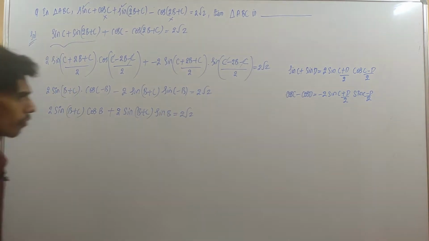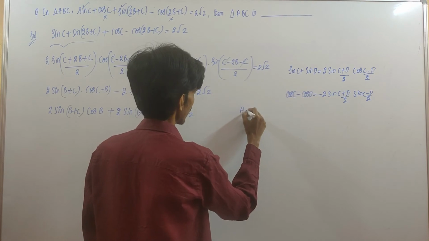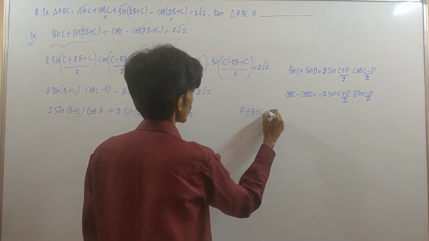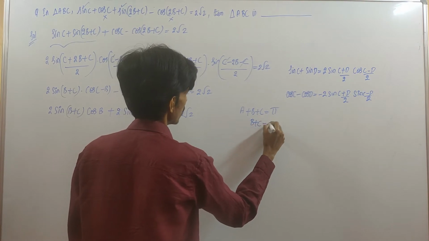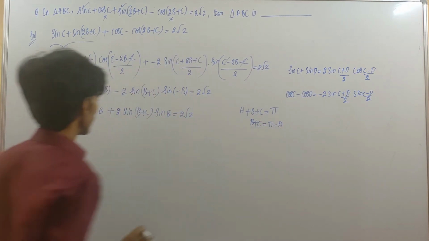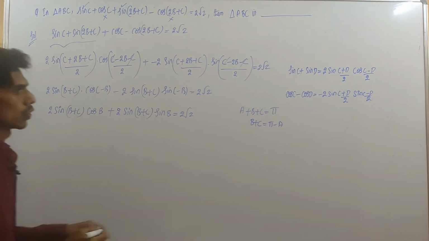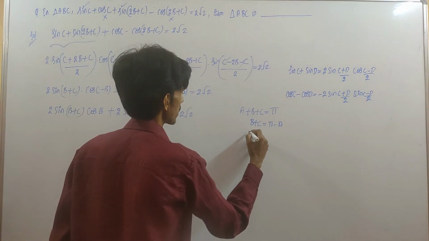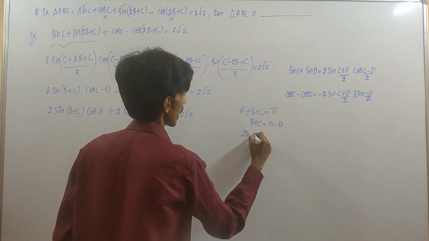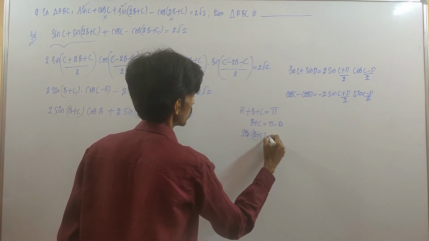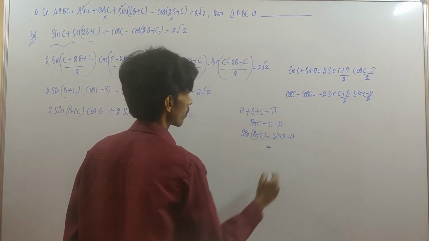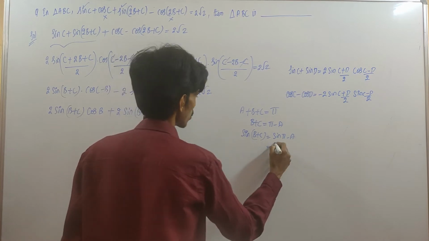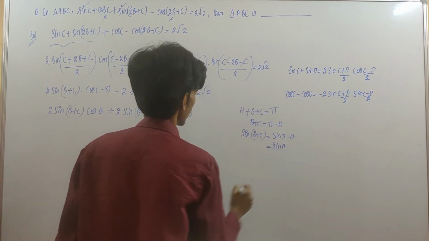We know that in any triangle the sum of angles is equals to pi. From this, B plus C value is pi minus A. Here we have B plus C. So B plus C value is pi minus A. Apply sine on both sides. Sine (B plus C) is equals to sine (pi minus A). So sine (180 minus theta) is sine theta. So it will become sine A.